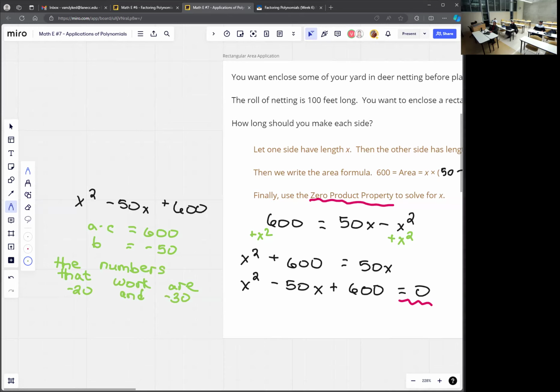I could make my list, 1 times 600, 2 times 300, until I finally got two things that add up to negative 50. But sometimes you can just stare at it, especially if you have practice. This is another time where the more homework you do, the faster this comes to your brain, as I'm working out your mental muscles. Okay, so let's break apart that negative 50 into a negative 20 of x's and a negative 30 of x's.